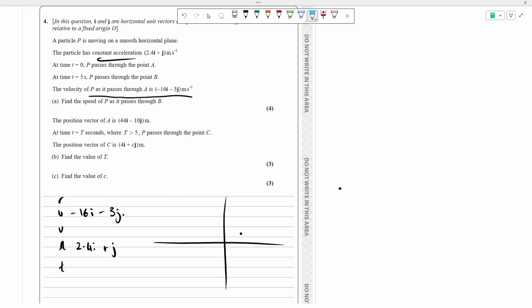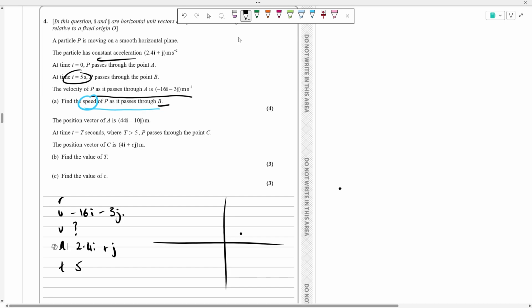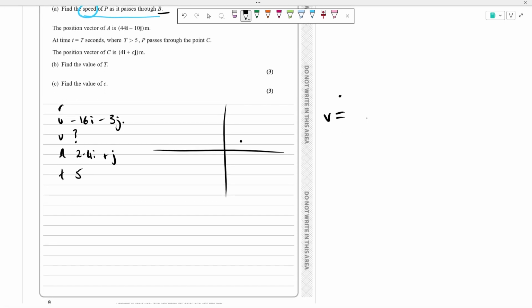We're trying to work out the speed of P. So again, this is the magnitude of the velocity. The speed of P as it passes through B. Well, B we know is at t equals 5. Okay, so we're trying to work out v equals. Well, one of the equations we had from before was v equals u plus at. I'm going to use this equation. Don't really need any grid here. So we're going to be using v equals minus 16i minus 3j. You want to use the full terms, the i's and j's. Okay, plus, well, we're doing 5 times the acceleration, so we have 5 times 2.4i plus j.